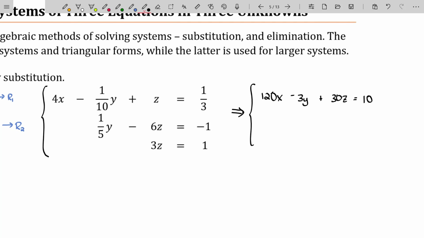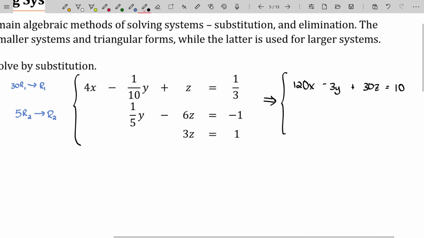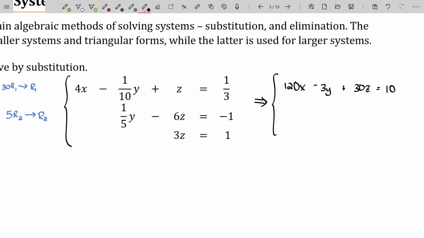There we go. We don't have any more fractions. And then in the second row, multiplying everything by 5, we get y minus 30z is equal to negative 5. And finally, the third row is just the third row. It's just hanging out, waiting for us to do something fun.